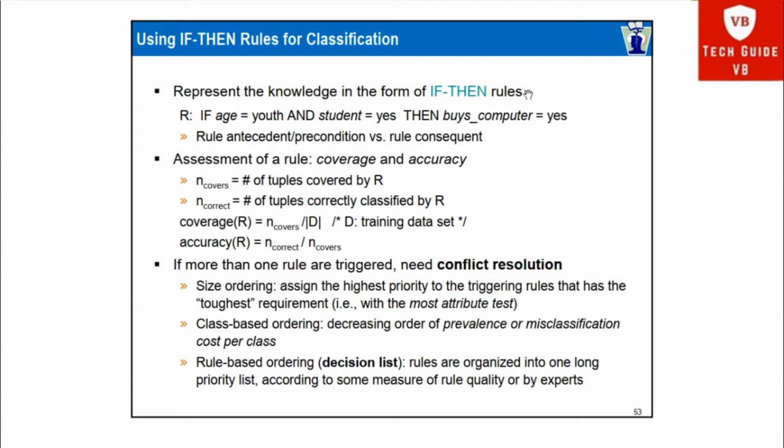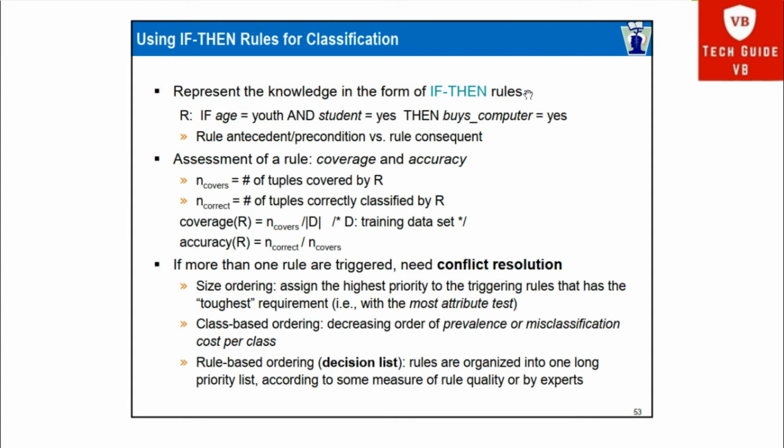Assessment of these rules is given in terms of coverage and accuracy. n covers is equal to the number of tuples covered by R, and n correct is equal to the number of tuples correctly classified by R. The two terms are coverage and accuracy. And if more than one rule is triggered, it needs a conflict resolution.